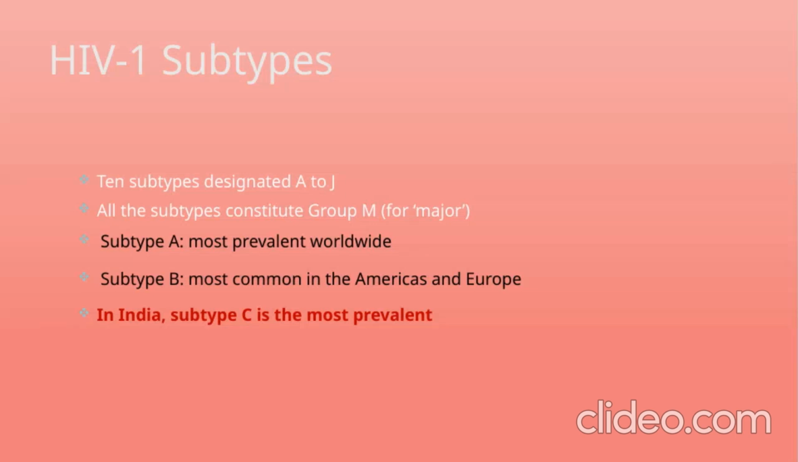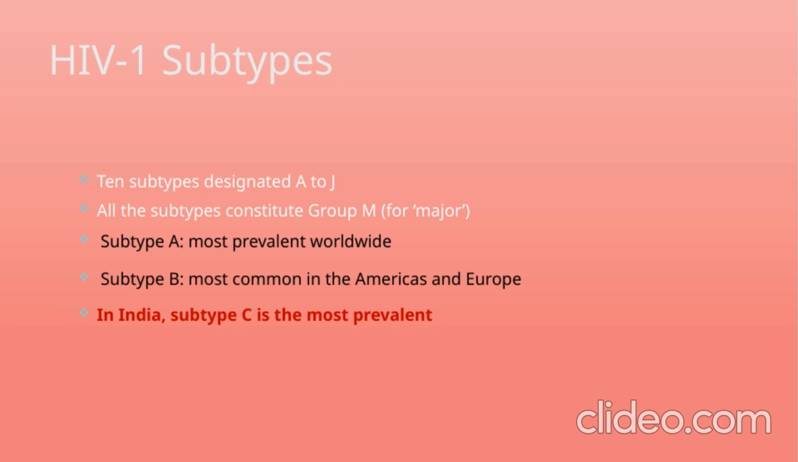Today, I want to introduce you to the different subtypes of HIV-1. There are 10 subtypes, labeled from A to J, and all of these are part of what we call Group M, which stands for major because it's the most widespread group. Among these, subtype A is the most prevalent worldwide, meaning you'll find it in many different regions. However, the distribution varies depending on where you are.